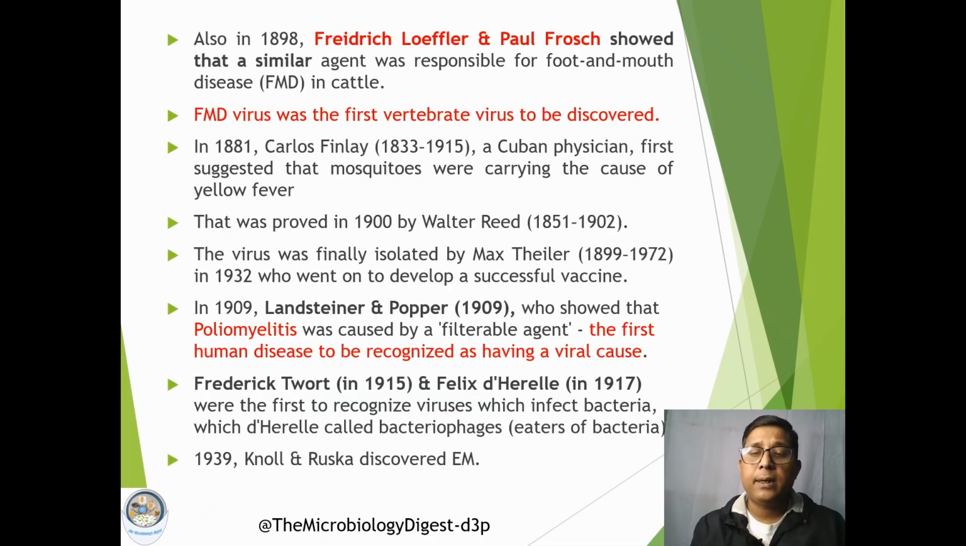Then in the same year, 1898, two scientists, Loeffler and Paul Frosch, showed that the same type of filterable agent is also responsible for one of the very contagious diseases in cattle, that is foot and mouth disease, or FMD. So this was the discovery of the FMD virus, and the FMD virus is the first vertebrate virus to be discovered.